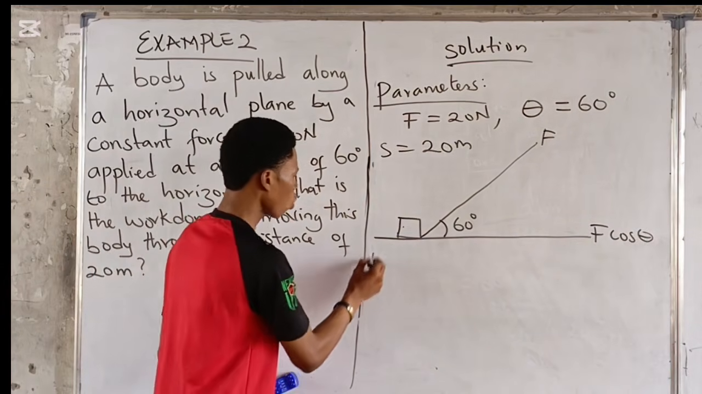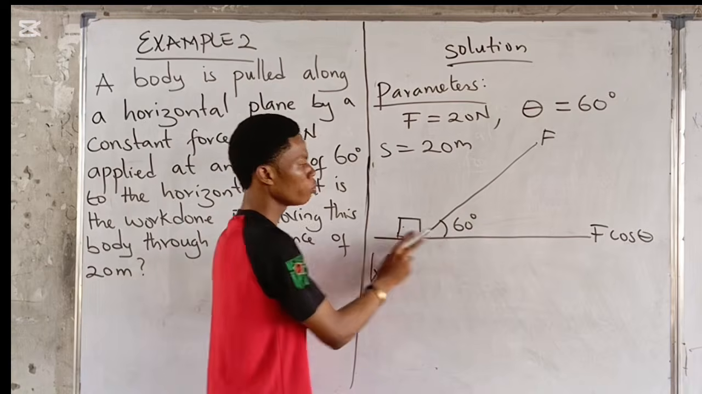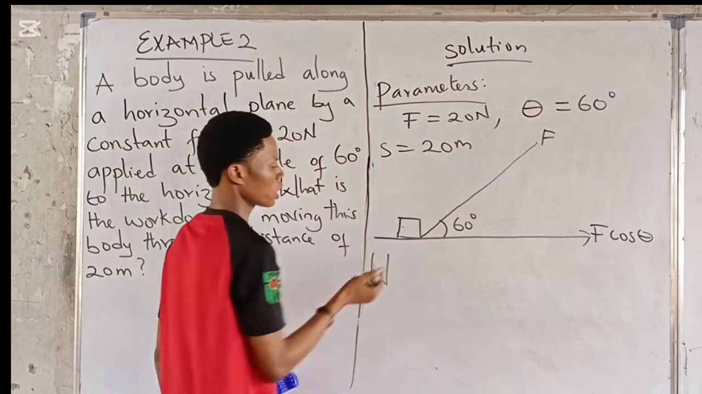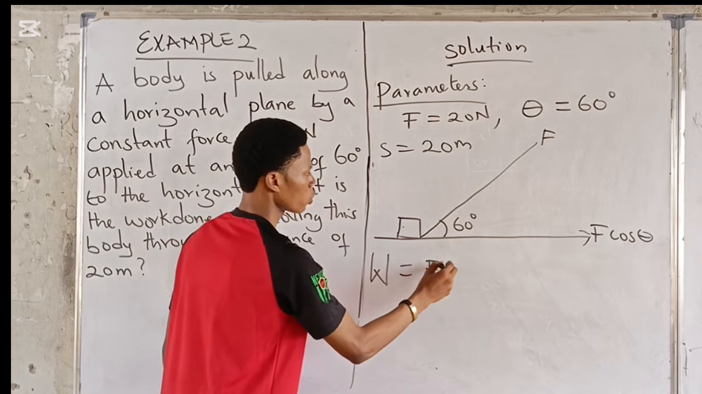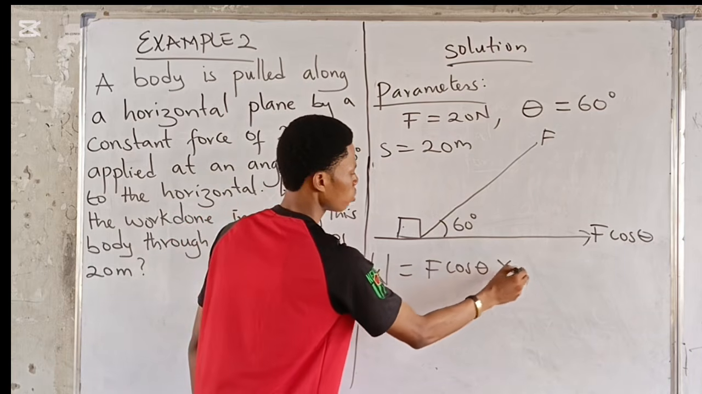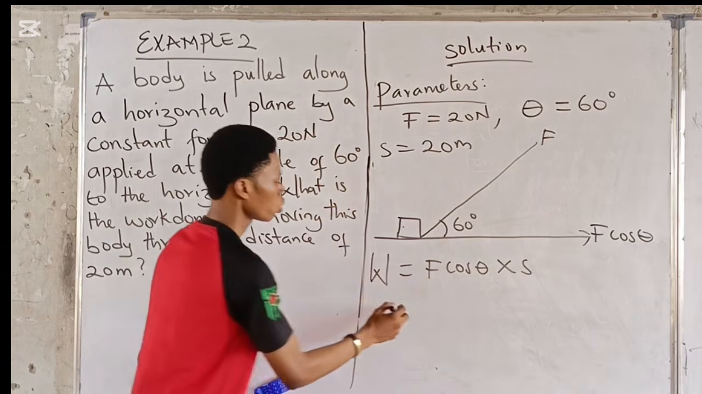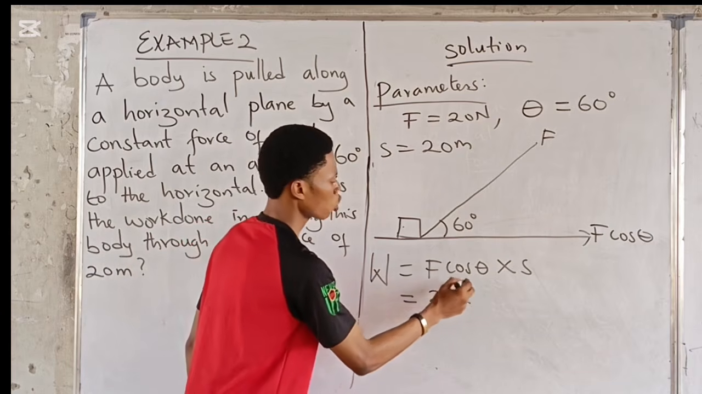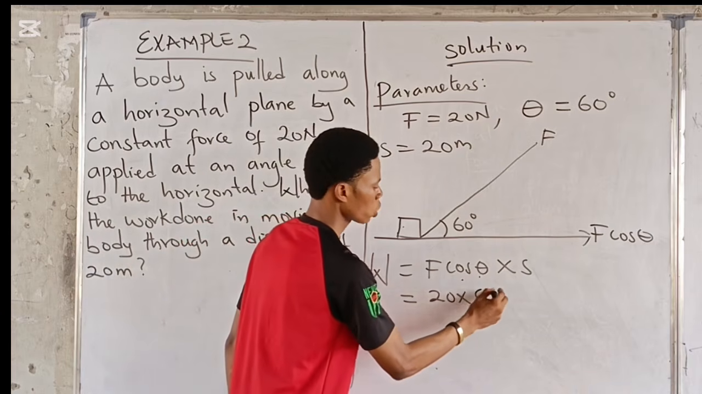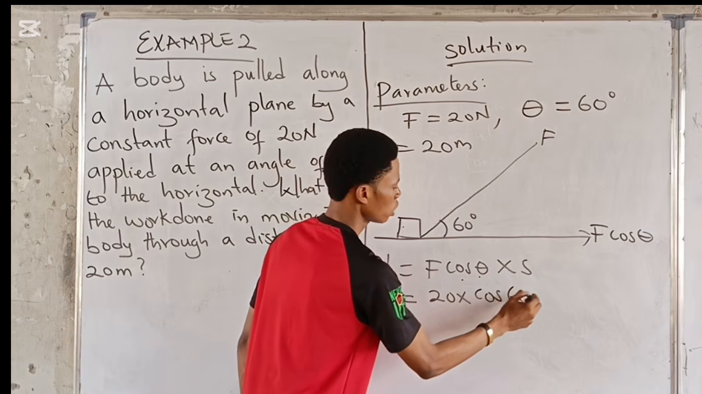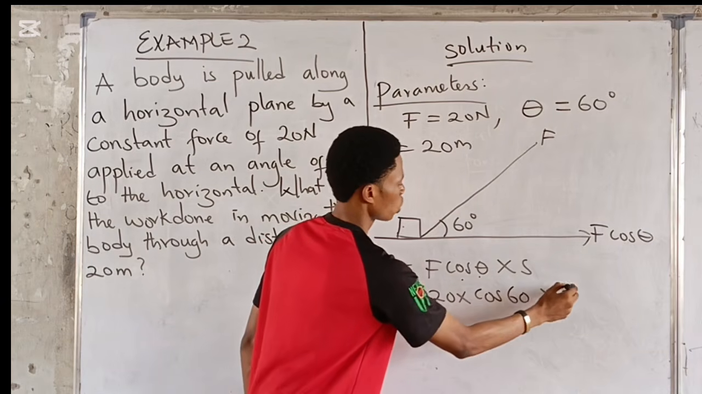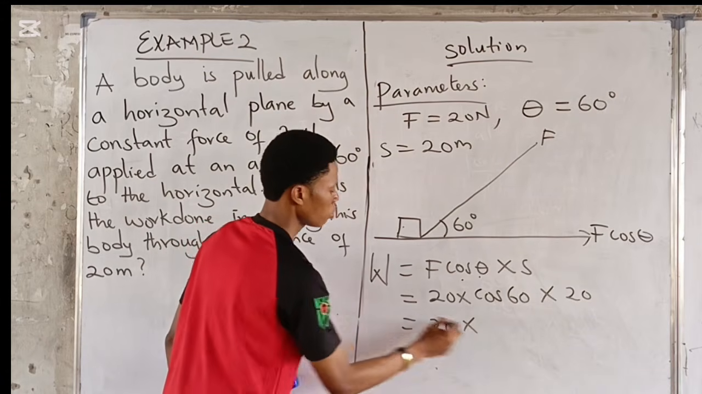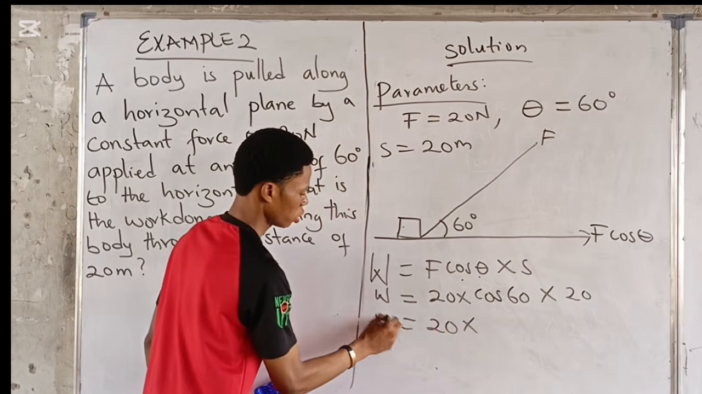So it means that the work done in pushing this object here, applying the force at 60 degrees, will be what? F cos theta times the distance. So the work done here will be F, force is what? We're given 20, times cos theta. Cos theta is what? 60. Then times the distance, which is 20.